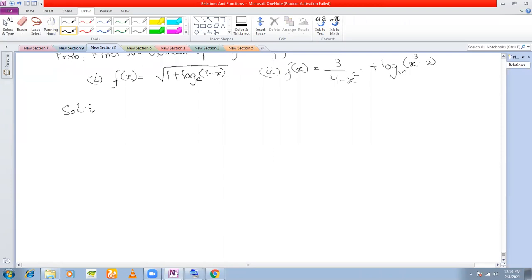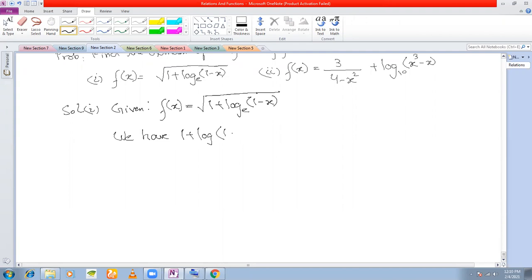First one, given f(x) is equal to root over of 1 plus log of 1 minus x to the base e. Okay, so what is the first restriction? That anything under the root cannot be negative. So you must have 1 plus log of 1 minus x to the base e must be positive. This is my first restriction.